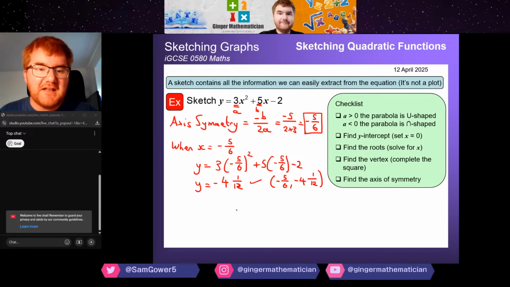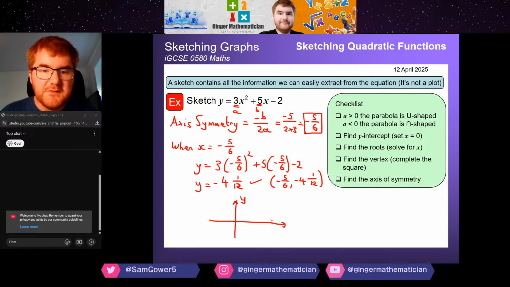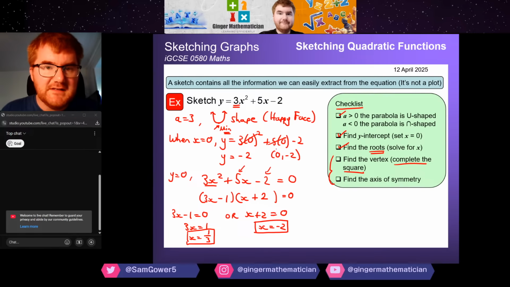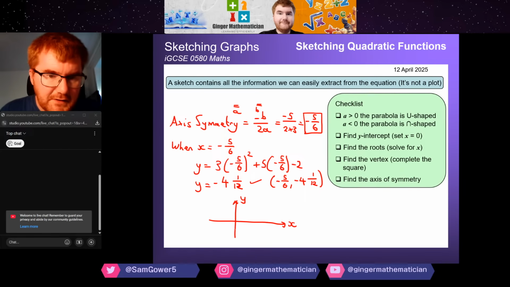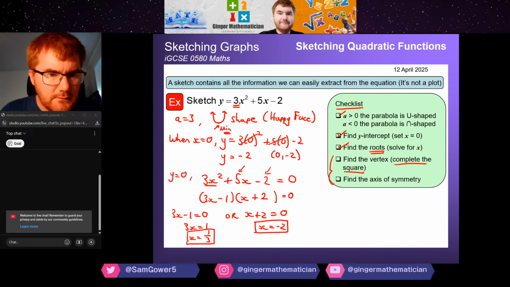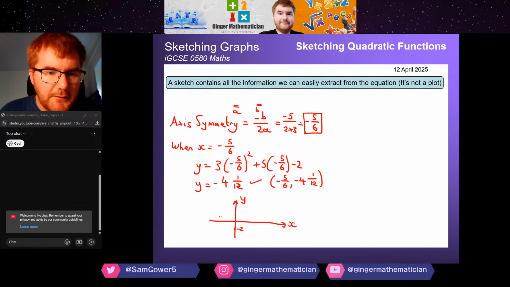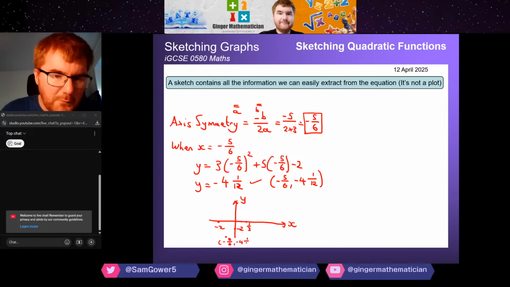So if I do a sketch of everything that I've talked about so far, so again, just doing a quick x and y axes here, let's put all the information in. So we have, first of all, a happy face. We go through 0, minus 2. So we're going to go through minus 2 here. We have 1/3 and minus 2. So we've got minus 2 and 1/3. And we've got the minimum point down here, which is minus 5 over 6, minus 4 and 1 over 12.